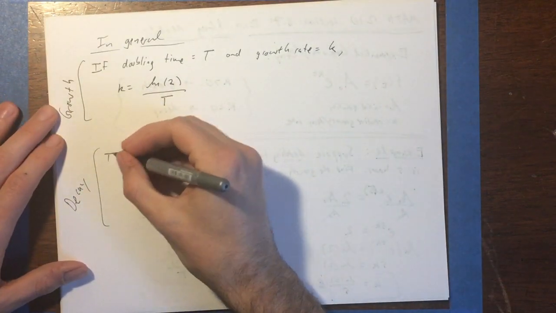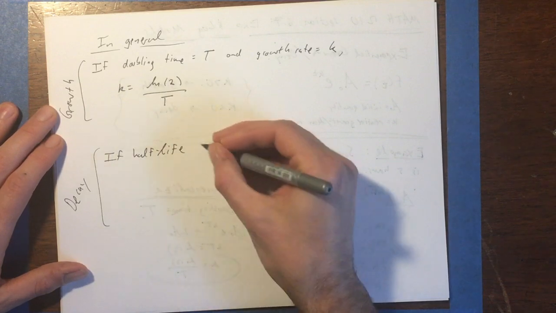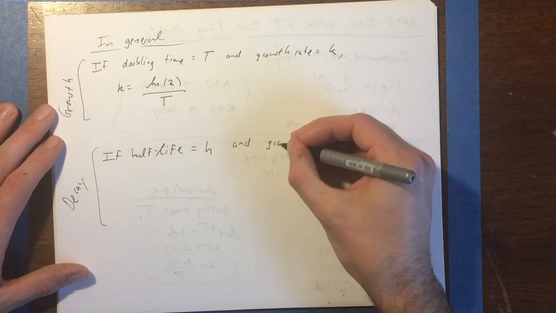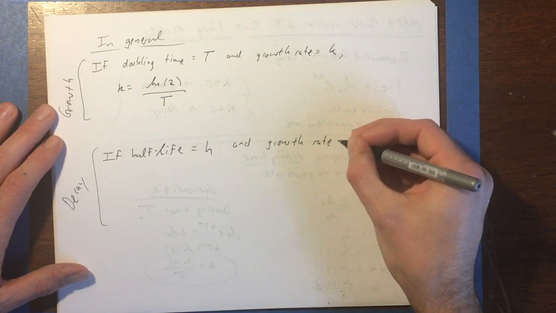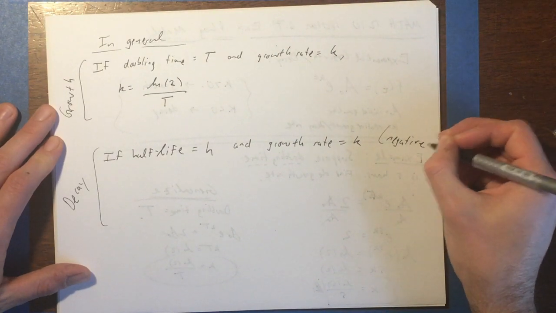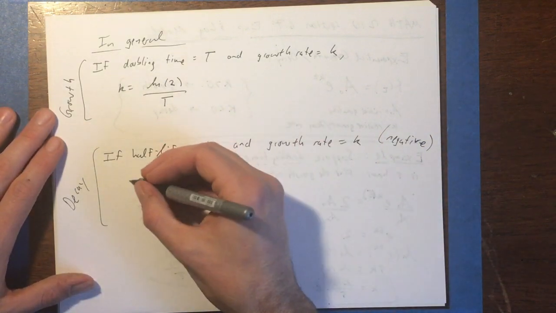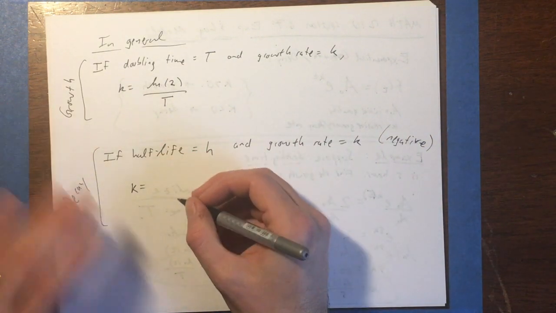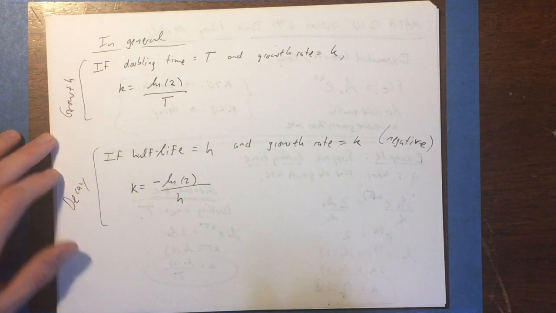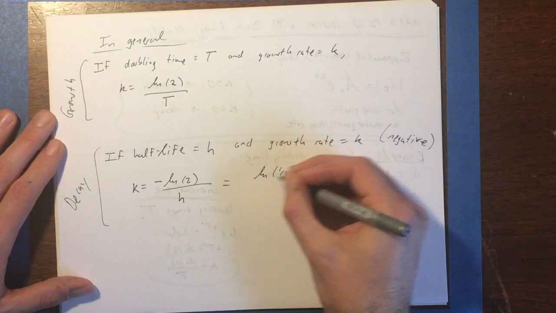Except for decay, instead of doubling time, you have half-life. Let's say our half-life is equal to h for half, sure. And again, our growth rate is k. We should expect that to be negative this time, by the way, because we're talking about decay. So we're going to have negative growth rate there. Then that k value is going to be, this time, the negative natural log of 2 divided by h, the half-life. Another way to write that, by the way, is the natural log of 1/2 divided by h.